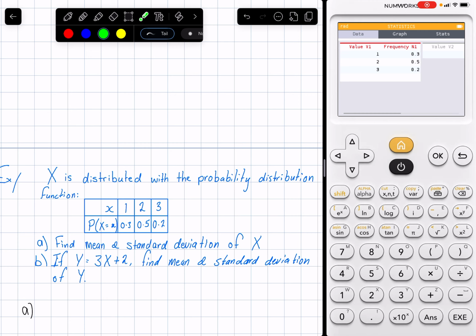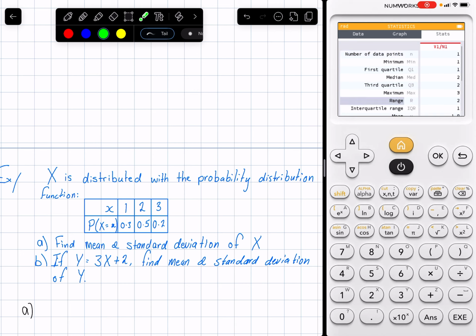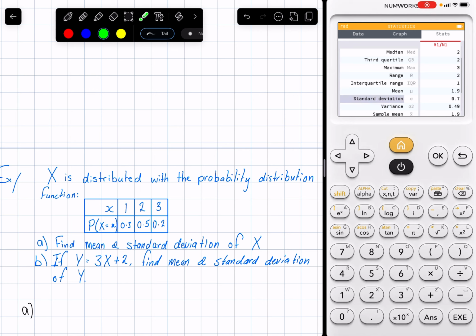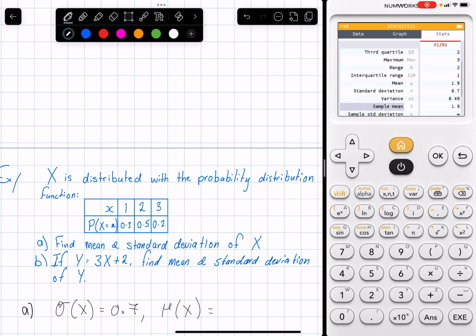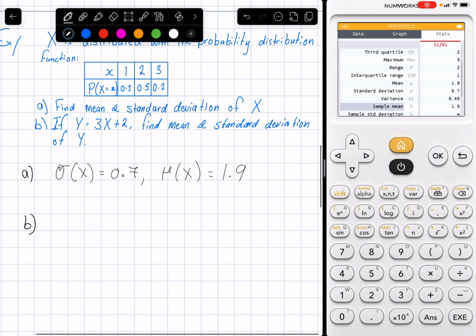So first of all, let's find the mean and standard deviation. Now the easiest way is to use your calculator. I've already inputted it into my calculator here, so I'm going to roll down here. The standard deviation of x equals 0.7, and my mean of x, or my expected value, is 1.9. So there we go, we've got our mean and our standard deviation.